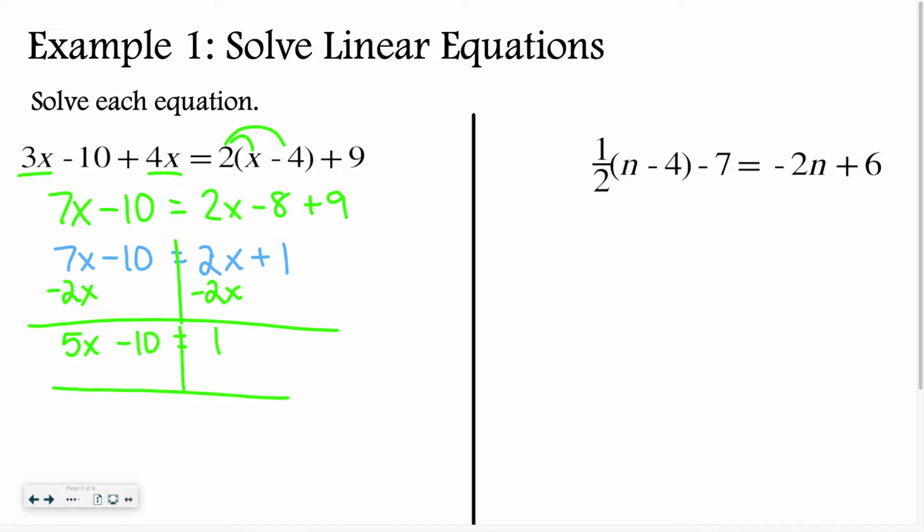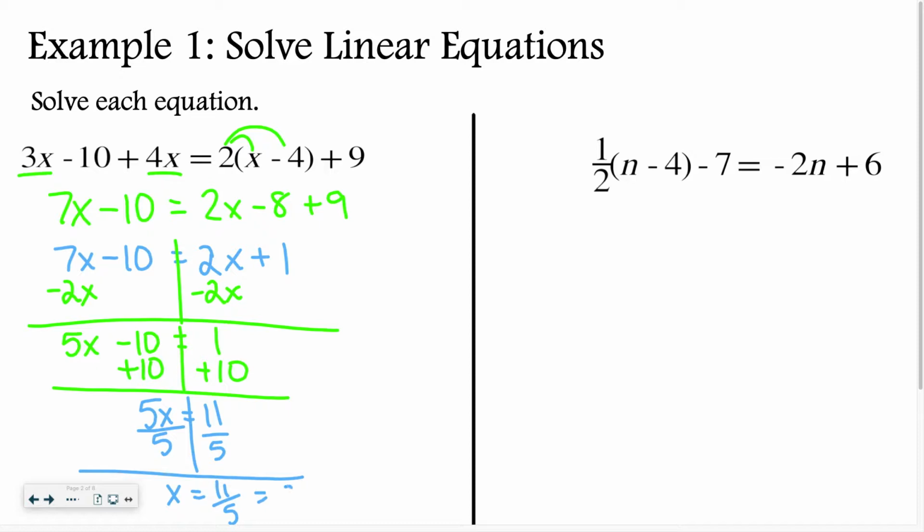Then, once I have the variable on one side, I'm going to move the regular number, so the 10, over to the other side. So I'm left with 5x equals 11. And then when I tee it up again, I'm going to divide both sides by 5. And I have x equals, I wrote the wrong number. 10 plus 1 is not 10. It is indeed 11. So 11 divided by 5, I'm just going to leave that as the fraction 11 fifths.